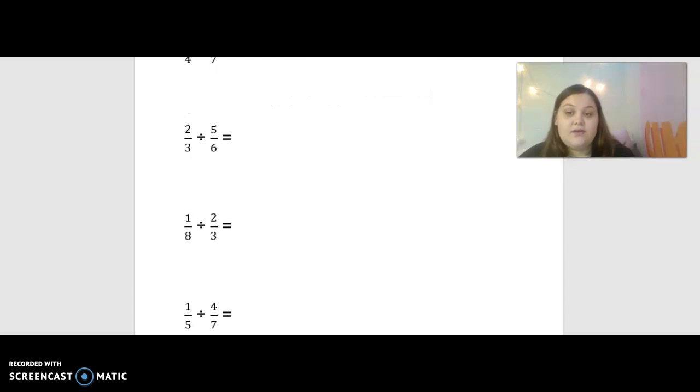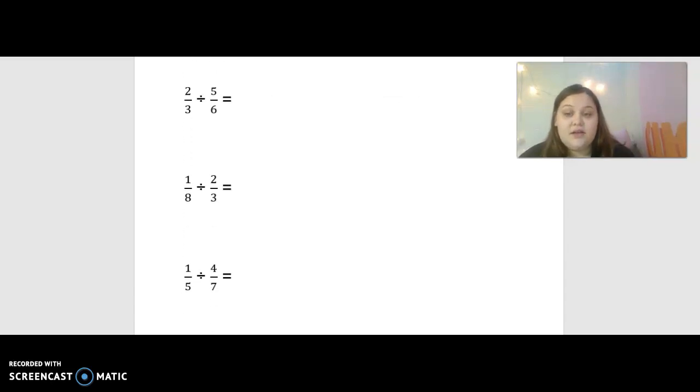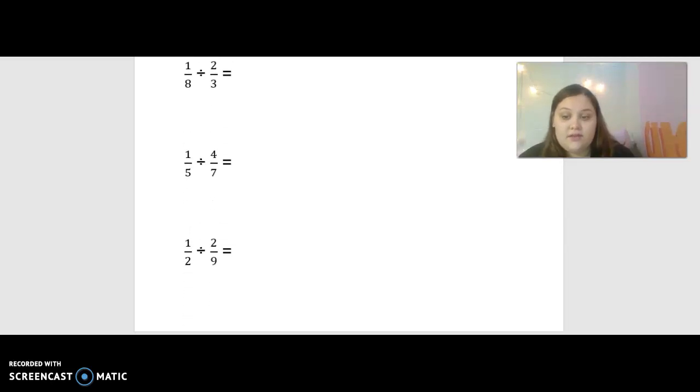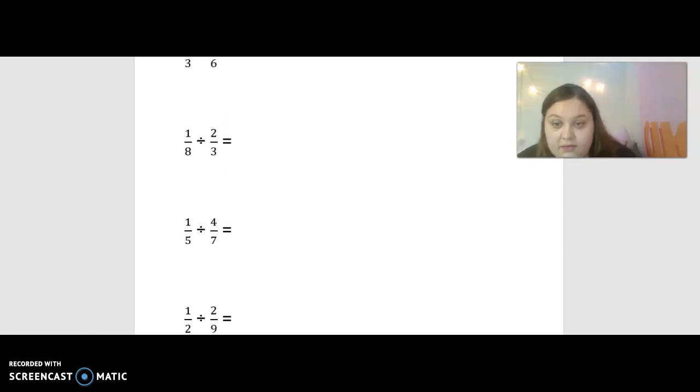The second is 2/3 divided by 5/6. The third is 1/8 divided by 2/3. The fourth is 1/5 divided by 4/7, and the fifth is 1/2 divided by 2/9.